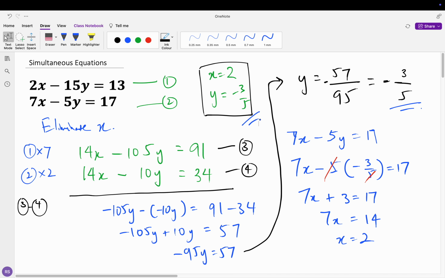So again, this is solving simultaneous equations using the elimination method.